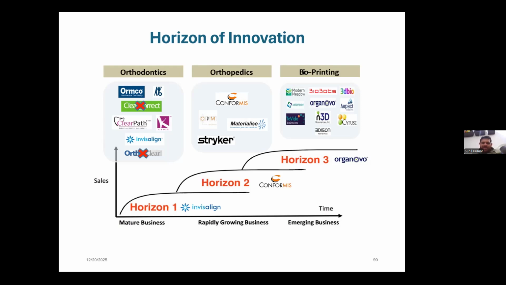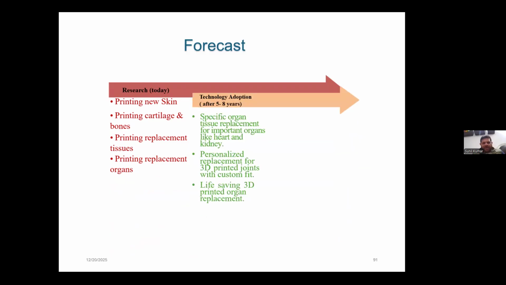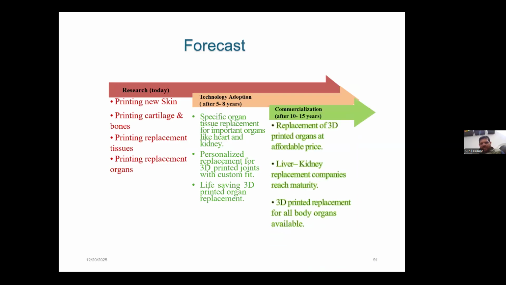If some industrial person is listening to this, there is a lot to be done in bioprinting and orthopedics, and already there is a big market in orthodontics. So the forecast is that research today is printing new skins, cartilage and bones, replacement tissues, and replacement organs. In the next 5 to 8 years, specific organ tissue replacement will be done. Personalized replacement for 3D printed joints with custom fits can be done. Life-saving 3D printed organ replacement can be done. And after 10 to 15 years, replacement of 3D printed organs at affordable price will be there. Liver or kidney replacement components reach maturity, and 3D printed replacements for all body organs will be available.